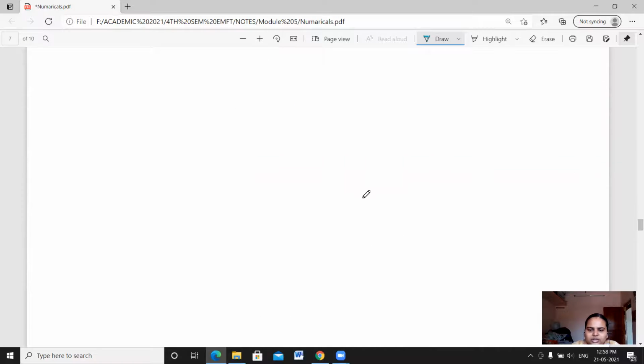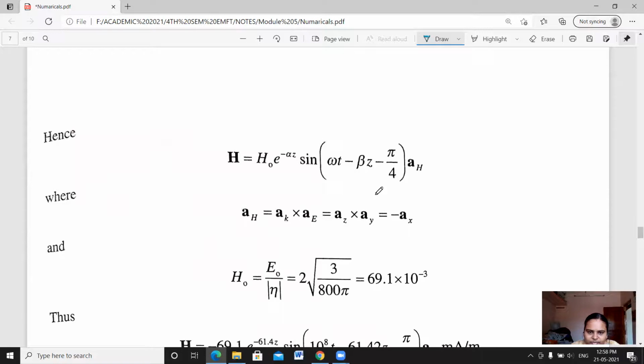What is given? That is aH. aH is going to be aK into aE, that is nothing but aK in terms of z direction and aE in terms of y direction. The remaining is of ax direction, that is in terms of minus. And H naught is going to be equal to E naught divided by mod of eta, that is nothing but 2 into square root of 3 divided by 800 pi. Then you will be getting 69.1 into 10 raised to minus 3.